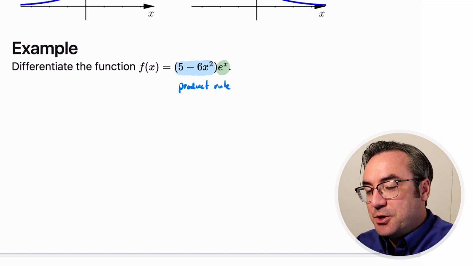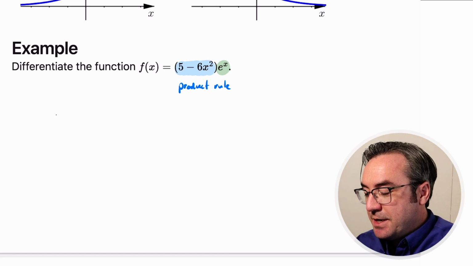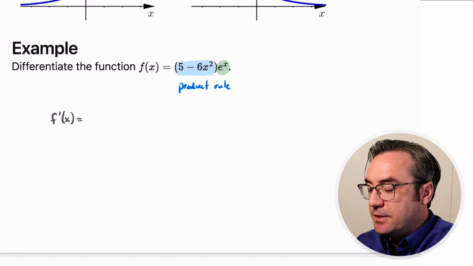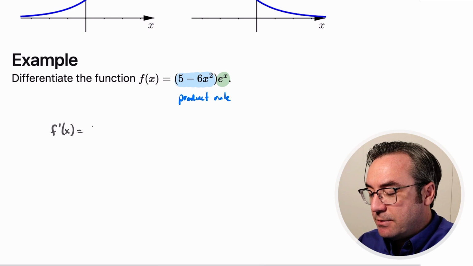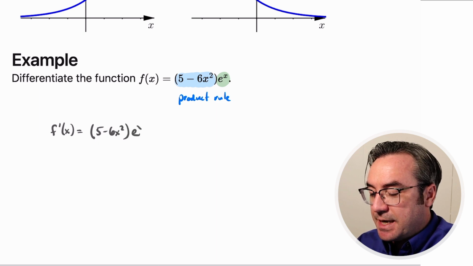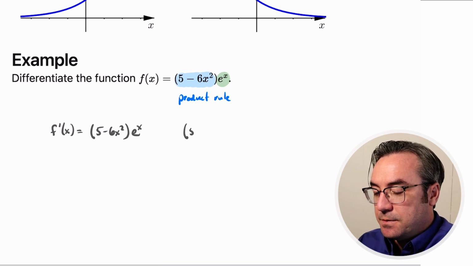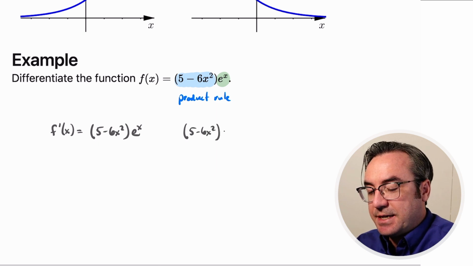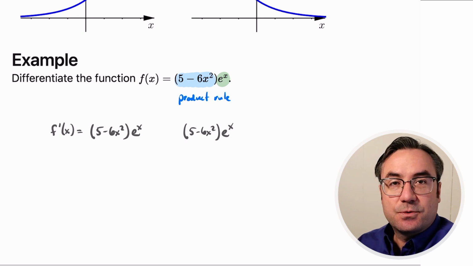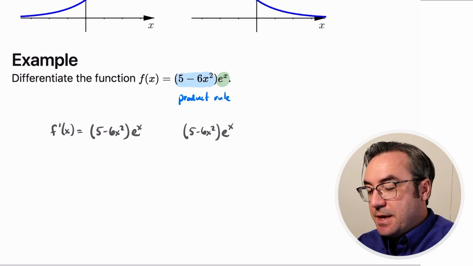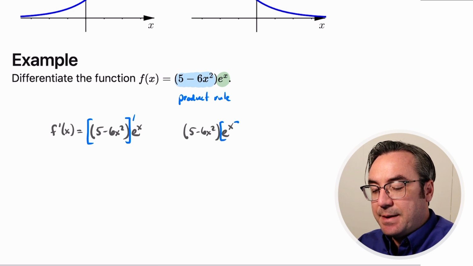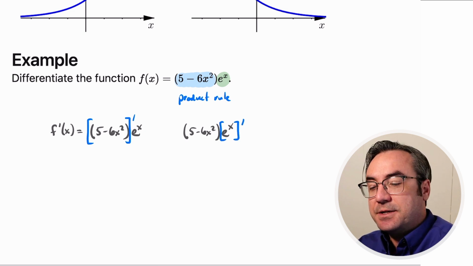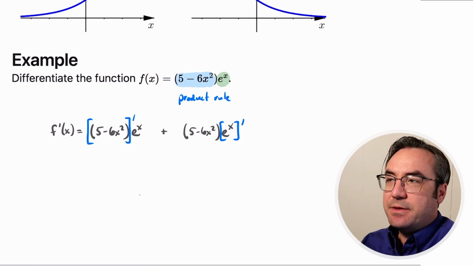All right, so good review of our product rule here. We'll call our function f, so we'll call our derivative f prime. How do we do our product rule? Well, write down 2 copies of the product: 5 minus 6x squared times e to the x, and then, leaving a little space, a second copy, 5 minus 6x squared times e to the x. In the first copy, we apply the derivative to the first part of our product, and in the second copy, we apply the derivative to the second part, and then we put a plus sign in the middle for the product rule.